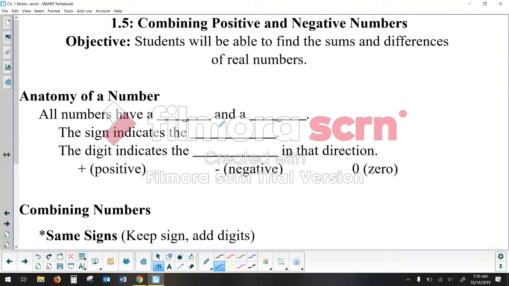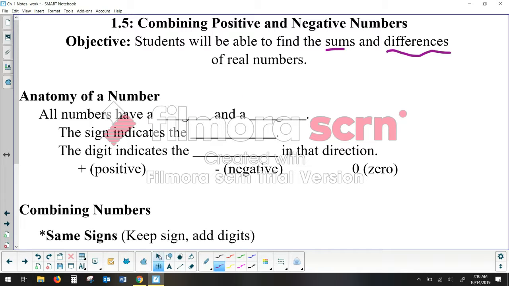Alright guys, so today we're talking about section 1.5. We're talking about combining positive and negative numbers. So when we talk about combining positive and negative numbers, we're going to talk about finding the sums. We're talking about finding sums and differences. So we're talking about adding and subtracting.